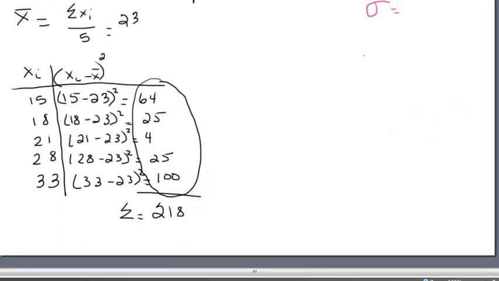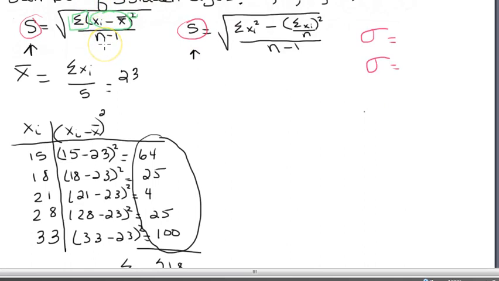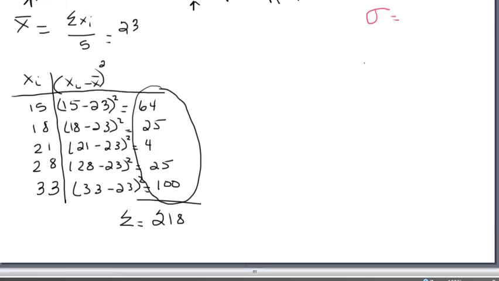When you review the formula, after you take the summation, you divide by n minus 1, and then take the square root. So, to find s, I would need to take 218 divided by 5 minus 1, square root of that. So my standard deviation, 218, by the way, divided by 4 comes out to 54.5, and the square root of 54.5 comes out to approximately 7.39, and I'm going to make that 7.4.